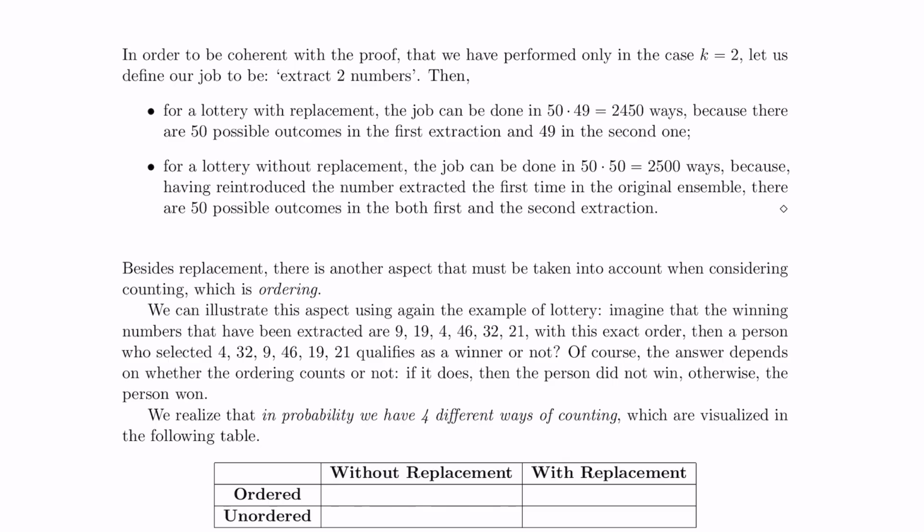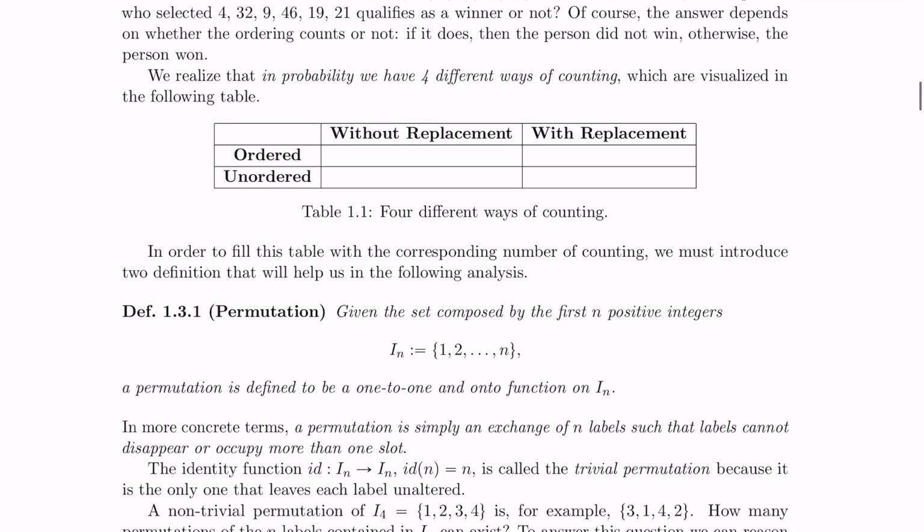Mixing together ordering and replacement, we have that there are 4 different ways of counting that we can visualize in this table. Of course, we have to fill the blank spaces in this table by performing the intersection between rows and columns. For example, if we have counting without replacement and unordered, then we have to fill this blank here.